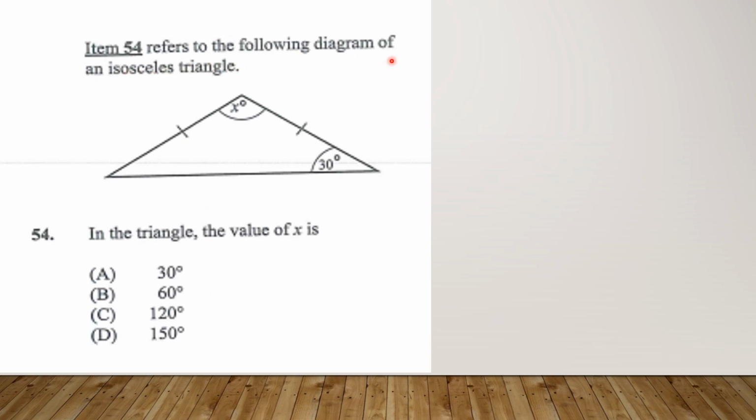54 refers to the following diagram of an isosceles triangle. So in the triangle, the value of x is, so the rule is isosceles triangle. That means that these two angles are the same. So that means here's 30 and here's 30. So when you have a triangle, the total angles add up to 180. So the total is 180 degrees. So we have x would equal 180 minus 30 plus 30 degrees. So that is 180 minus 60.